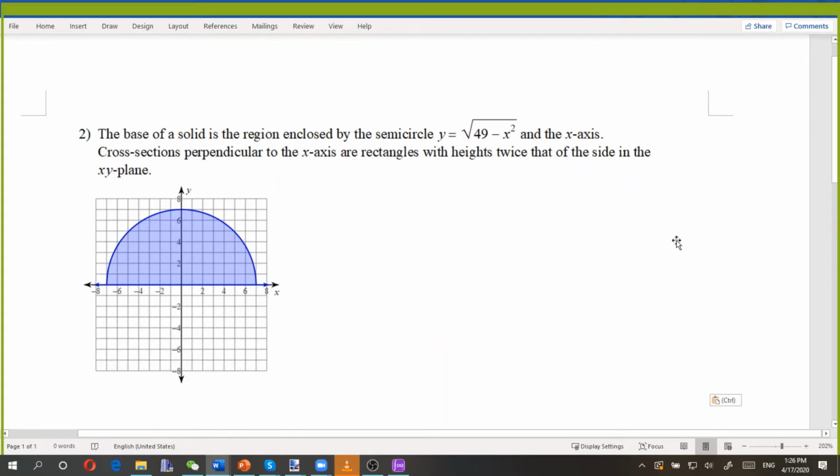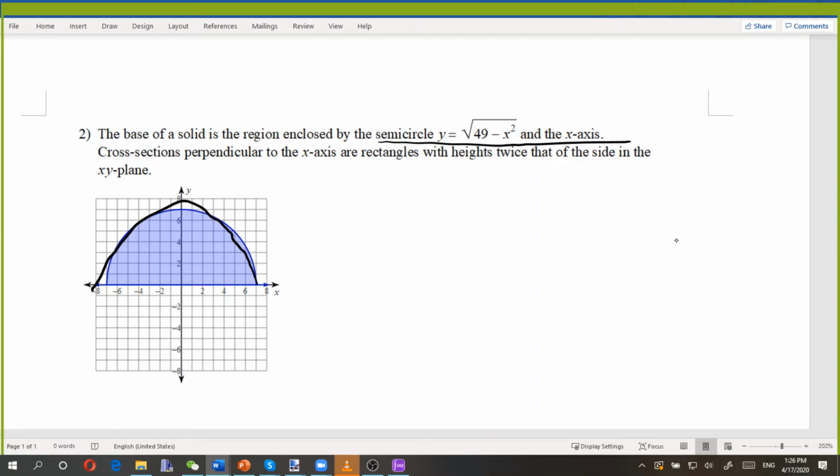Okay, so I've got this base of a solid, which is enclosed by this semicircle and the x-axis. So here's my semicircle and the x-axis. I'm looking at the area between them, which is here in blue. Base just means the bottom of a solid. Right now we're looking at this shape from the top down. If you slammed this shape onto your desk, this is what the imprint would look like. So this is the bottom of your solid.